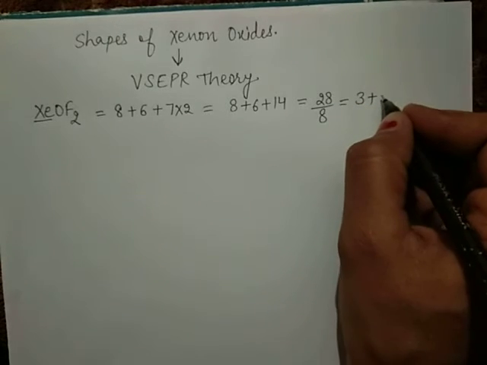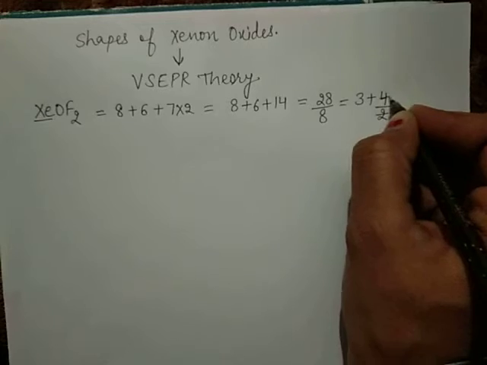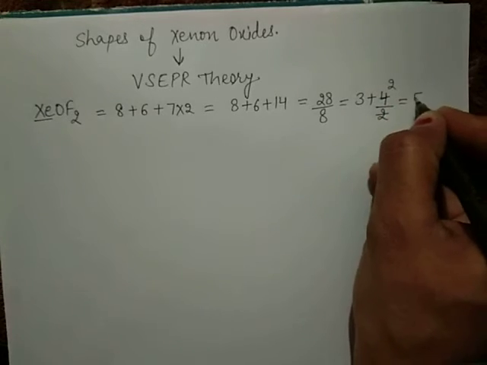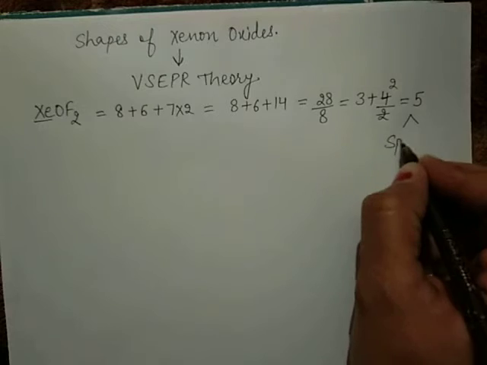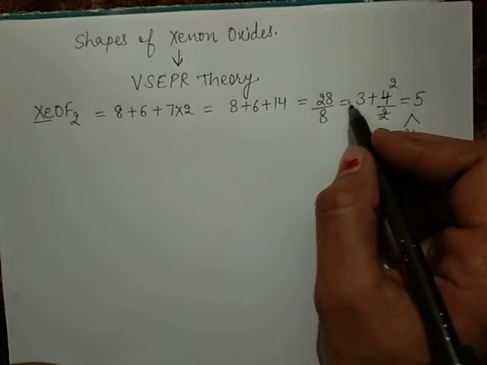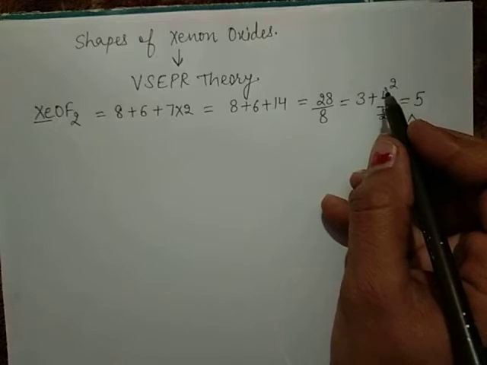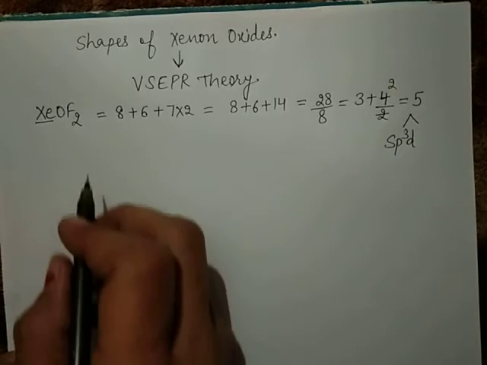28 by 8. 8 threes are 24, remainder 4. The remainder you always divide by 2. Then what will it be? 5. It means it will show sp3d hybridization, meaning 3 bond pairs and 2 lone pairs.